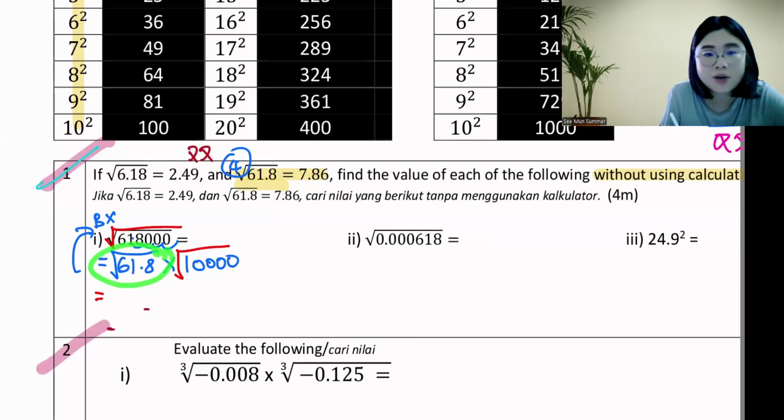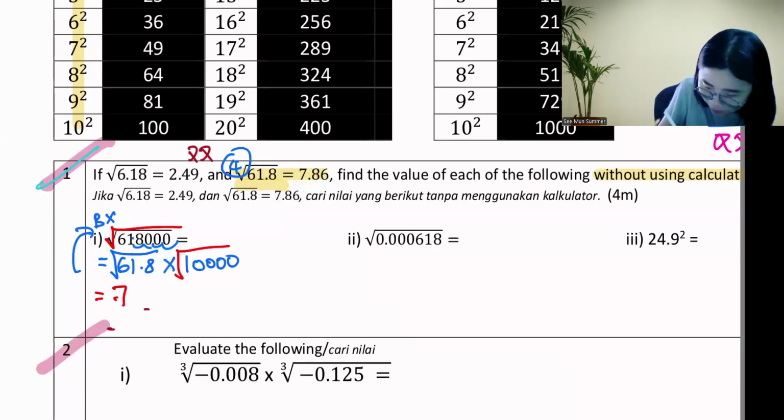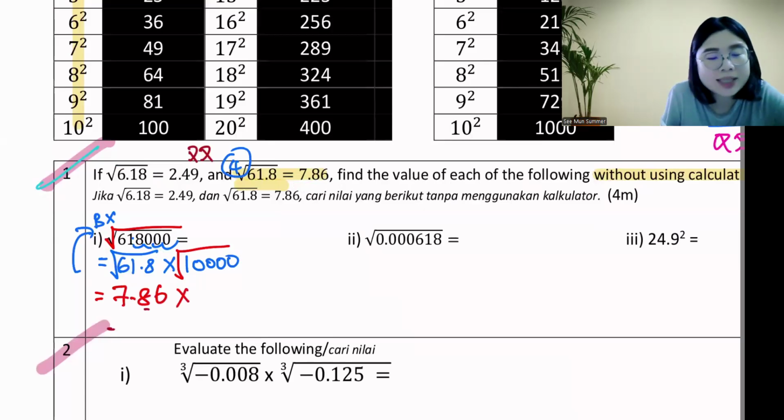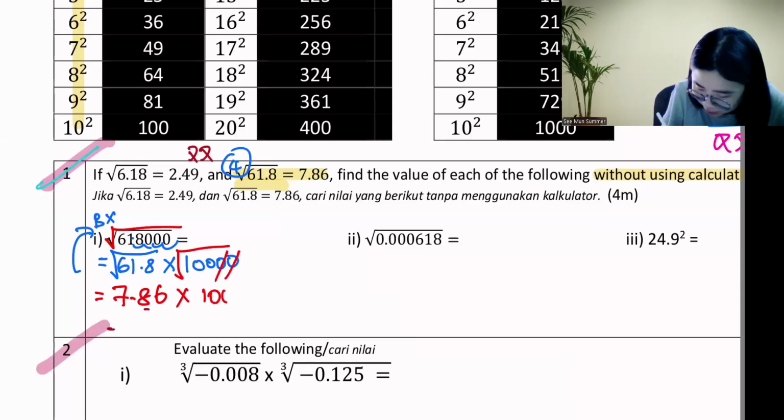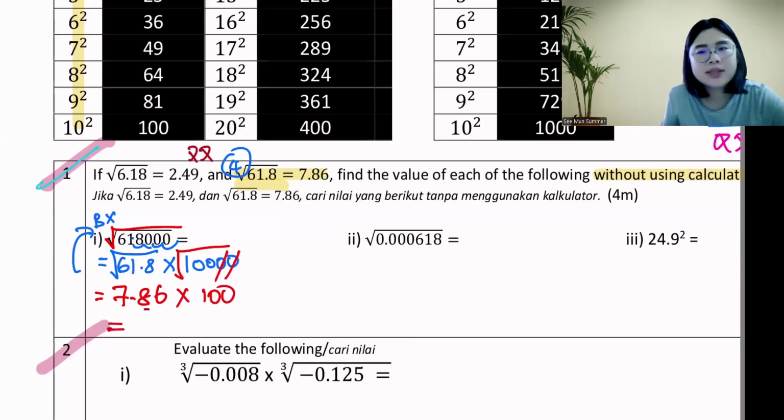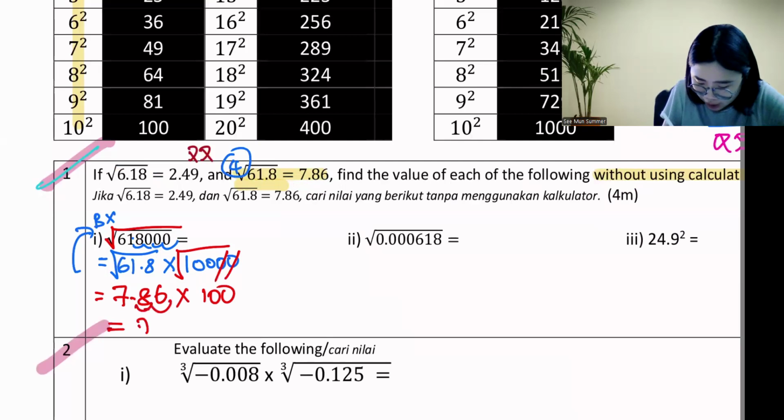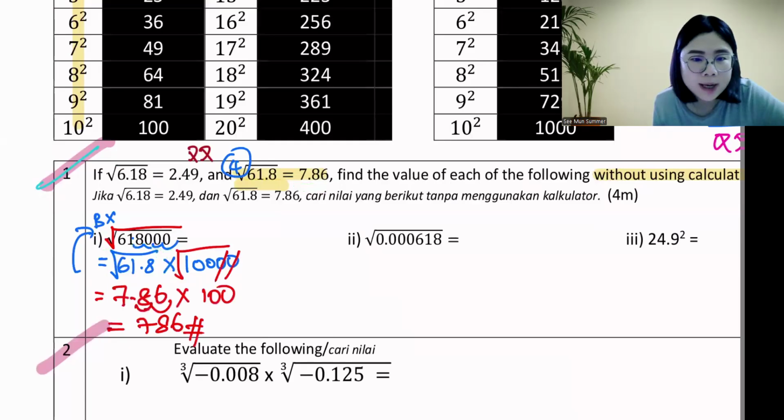That's why we are not using a calculator. What is the answer for √61.8? 7.86. So just put 7.86. And then times, how about the root of 10,000? Cancel the zeros, the answer is 100. And then continue: 7.86 times 100. 2 decimals at the back, 1, 2. So it's 786. The answer is this. So far, okay?